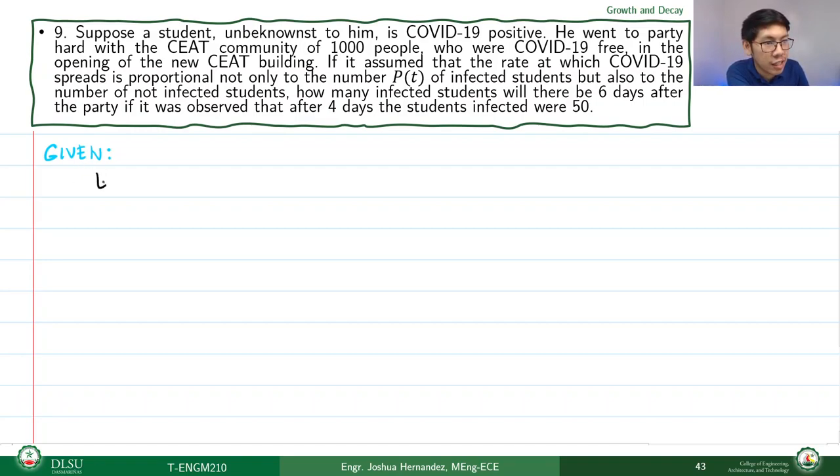So initially, when t is equal to 0, the number of, let's say P, population of infected students is 1. Isa pa lang siya. Tapos ang sabi, dun sa last sentence, how many infected students will there be 6 days after the party if it was observed that after 4 days, the students infected were 50. So after 4 days, when t is equal to 4, the number of infected students were 50.